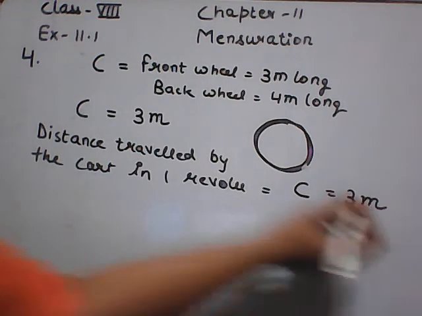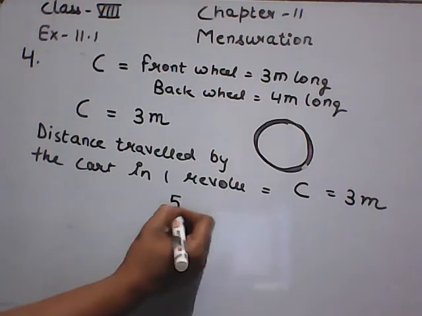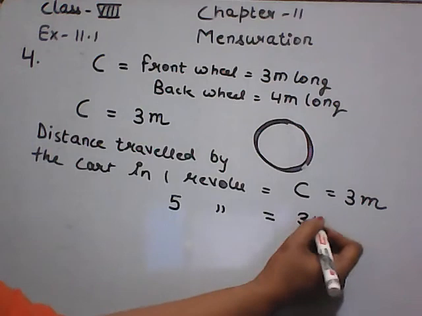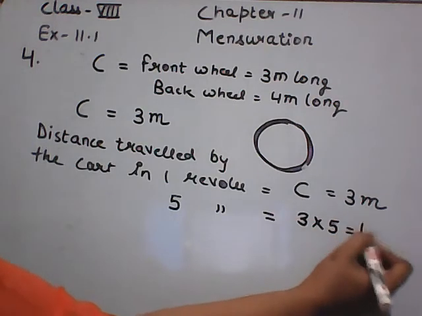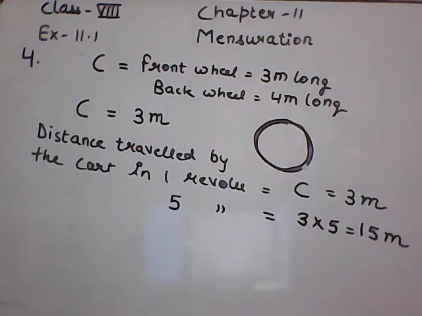You have to find out the distance travelled by the cart when the front wheel makes 5 revolutions. The distance travelled by the cart in 5 revolutions will be 3 multiplied by 5, that is equal to 15 meter. Now 15 meter will be the distance travelled by the cart in 5 revolutions. Let's move to the next question.